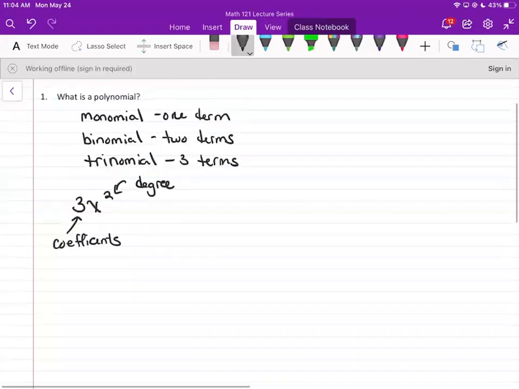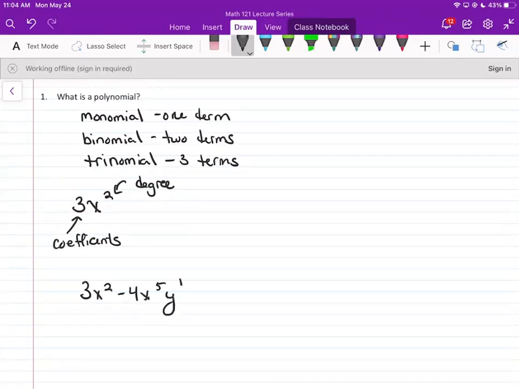And when there's only one term, it's simply the exponent of that term. But if you have something like 3x squared minus 4x to the fifth y to the first, you have to determine the degree of each term. The degree of this term is 2. The degree of this term is 6, and you get that by adding the exponents together. So this polynomial would be considered 6th degree.